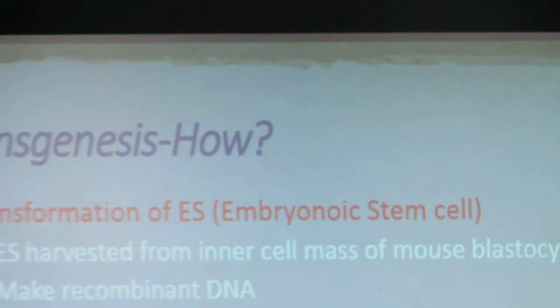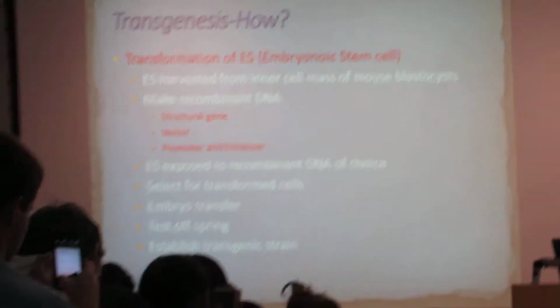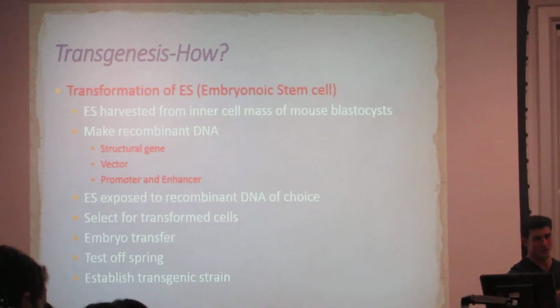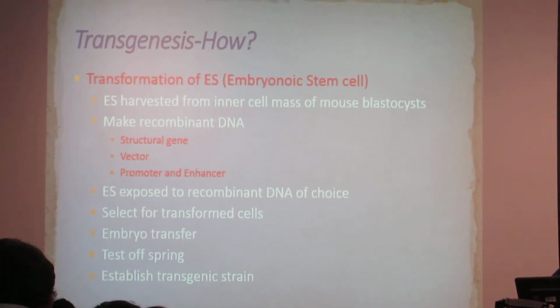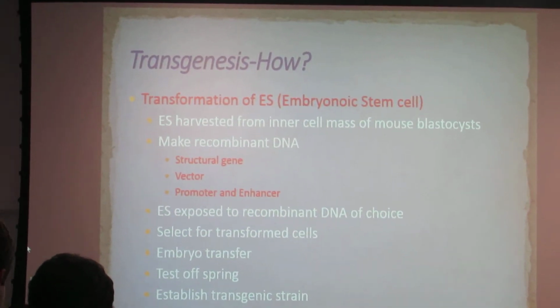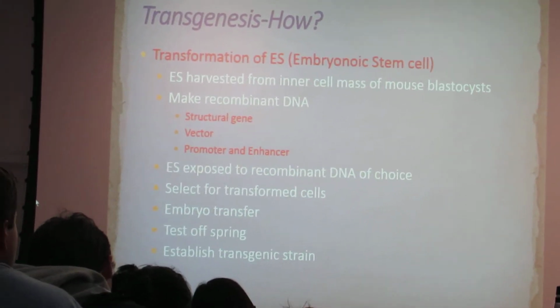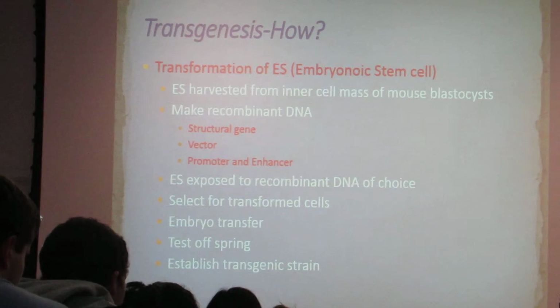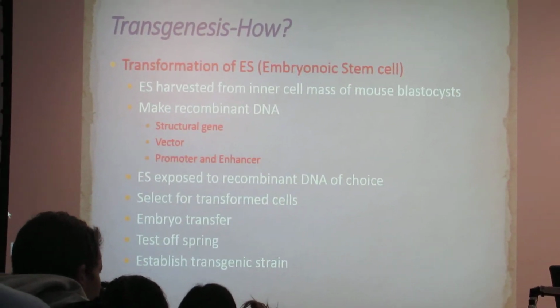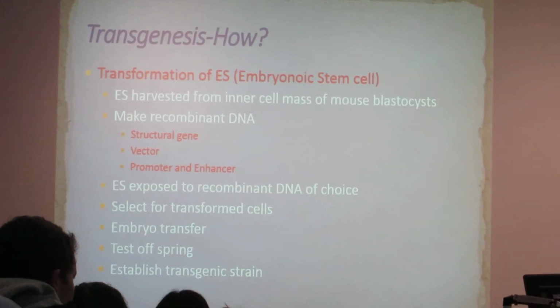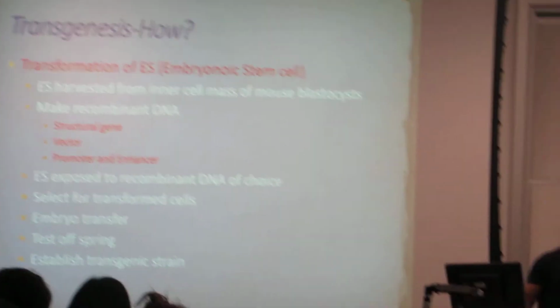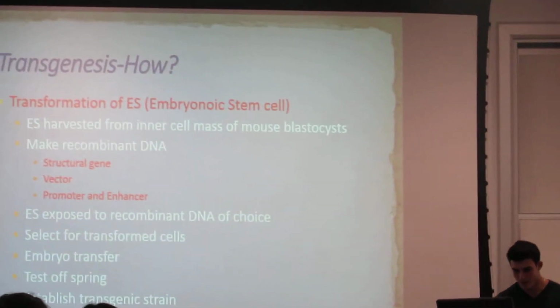Okay, so how does it occur? Basically, it's really important to have a structural gene. You need a vector that we just spent 10 minutes talking about in order to insert the DNA. And you need a promoter and enhancer. A promoter and enhancer is on DNA to upregulate transcription, upregulate protein synthesis, etc. And I'll go over these steps when we talk about Dolly.